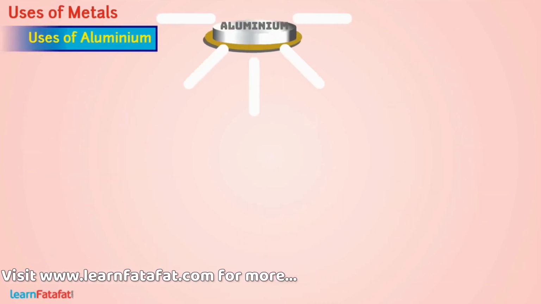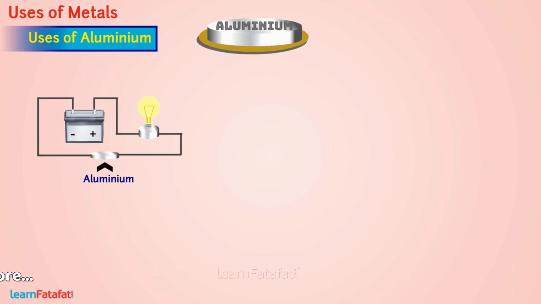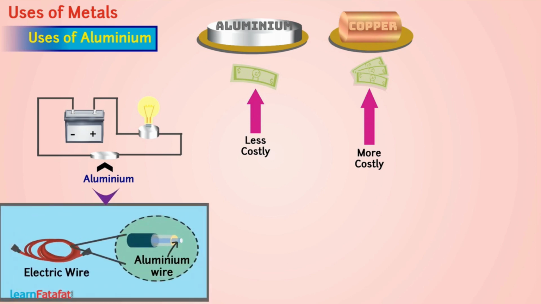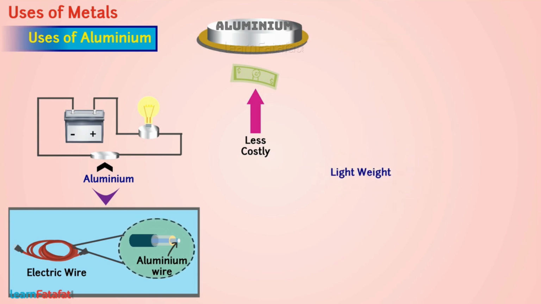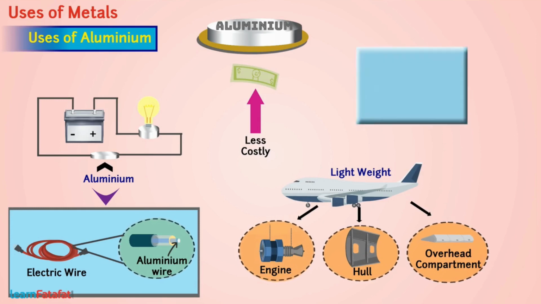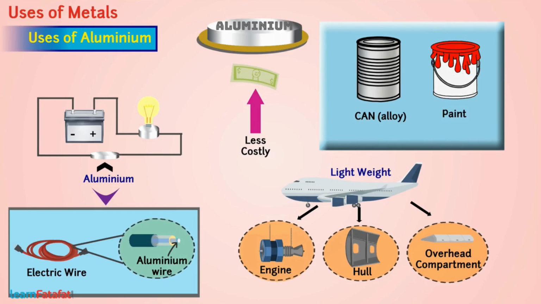Uses of aluminium. Aluminium is also a good conductor of electricity. Furthermore, it is less costly as compared to copper, so it is used to make electrical wires. Being lightweight, it is used for making aircraft parts. It is also used in making alloys, paints, etc.